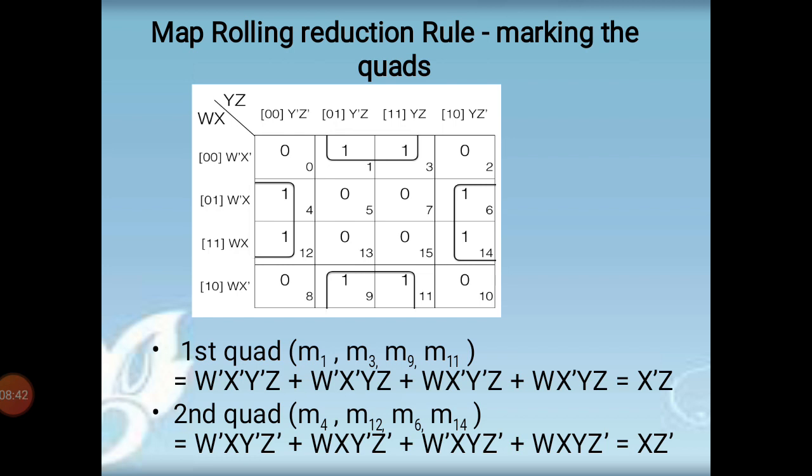In the second quad, W bar changes to W and Y changes to Y bar, or Y complement. So in the second quad we remove the W and Y variables, and finally we got X and Z bar.